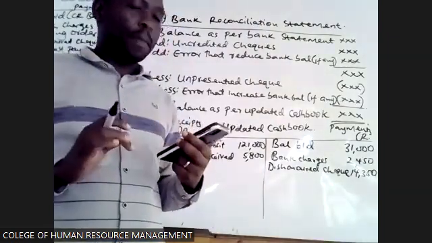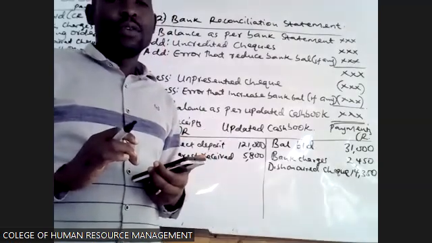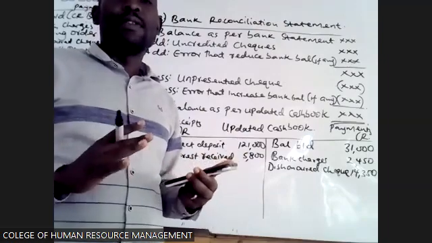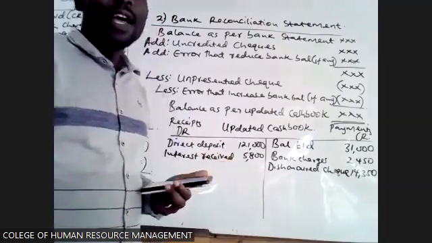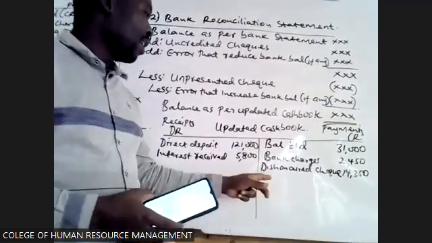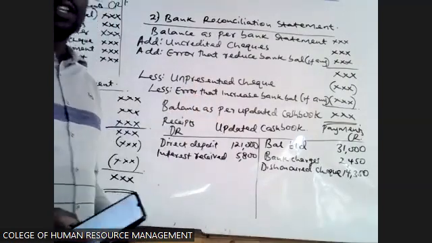Last, checks amounting to 156,900 issued to suppliers had not been presented. That one is very straightforward. Those are unpresented checks. They will not appear here; they will be used in reconciliation.